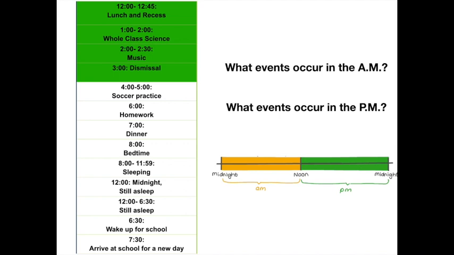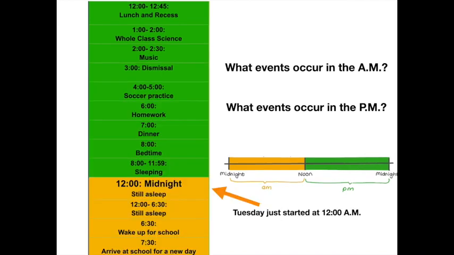Let's check. So, I know that all those events, homework, dinner, bedtime, sleeping, those are all still in the PM. Now, up until 11:59, it is still the PM. But once the clock changes to 12 o'clock, I am now back in the AM. This always normally occurs when you're asleep. So sometimes we think, oh, I woke up at 6:30 and it was now a new day. Well, actually, Tuesday started at 12 midnight, at 12 o'clock midnight, or 12 a.m.